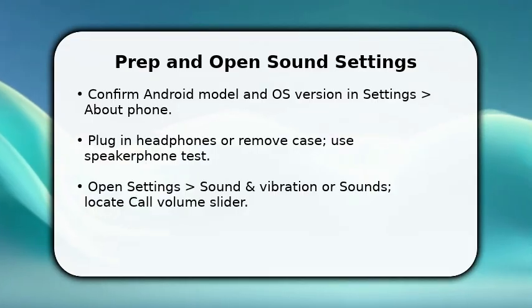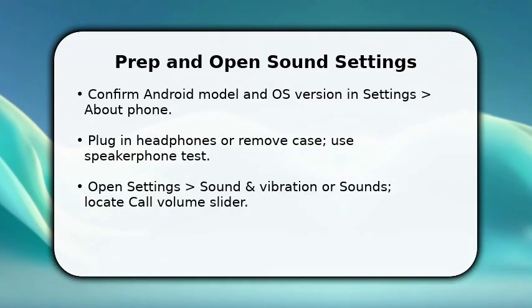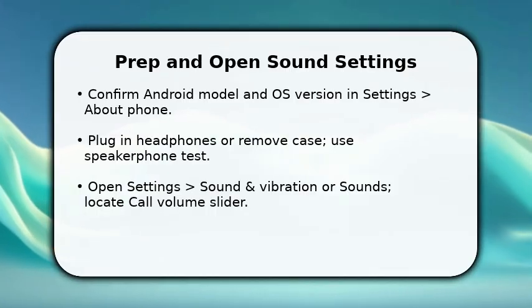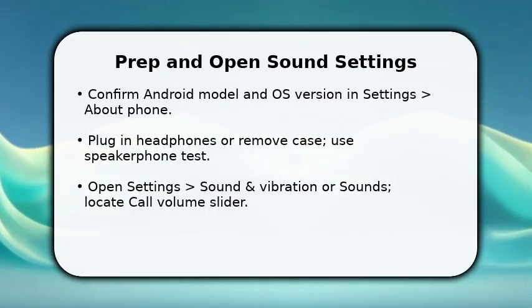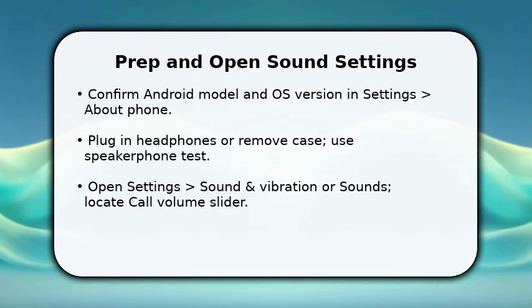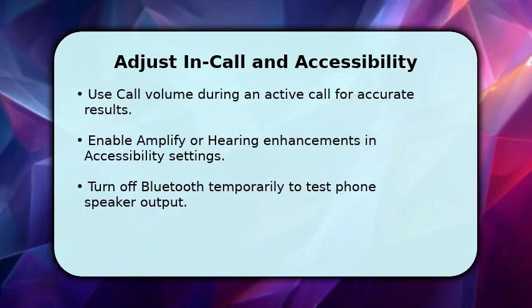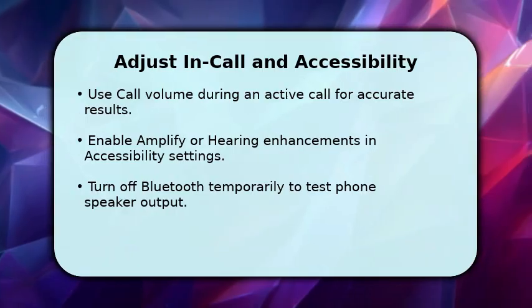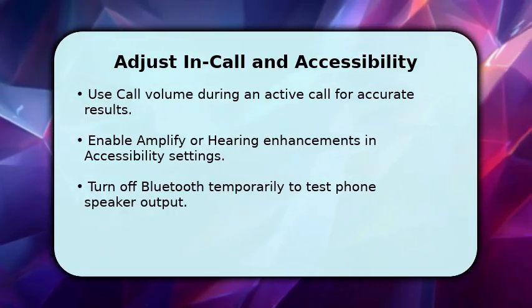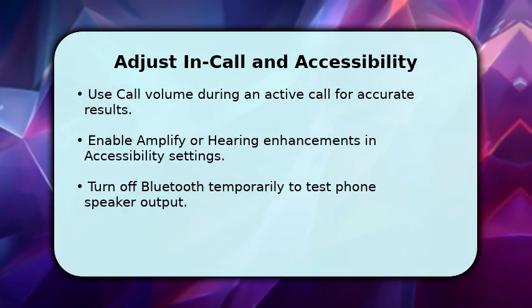Once there, increase the slider halfway to test. It's immediate, so listen and note changes. If you can hear a difference, proceed to refine settings. During an actual call, press the volume up button. Android adjusts the call channel rather than media volume. This is why live testing matters.